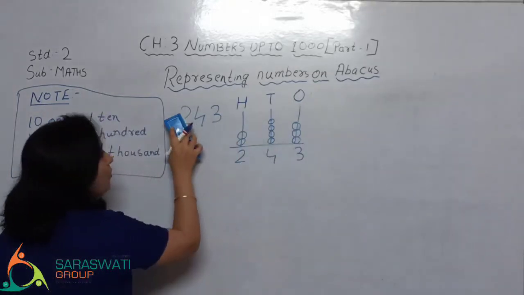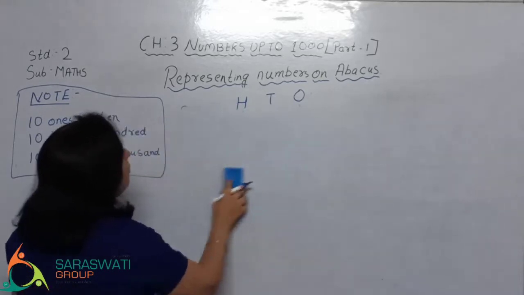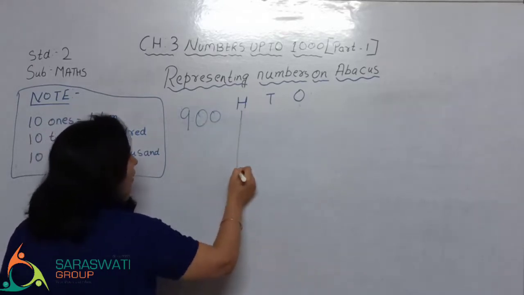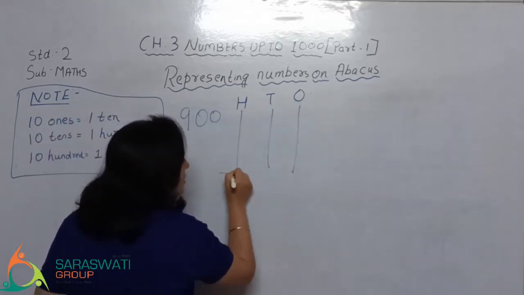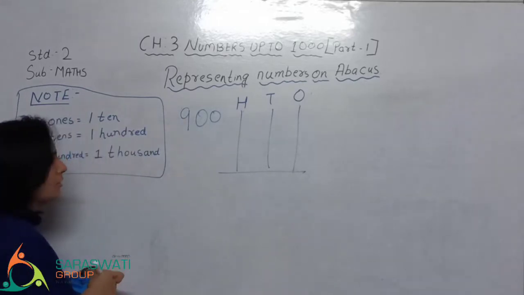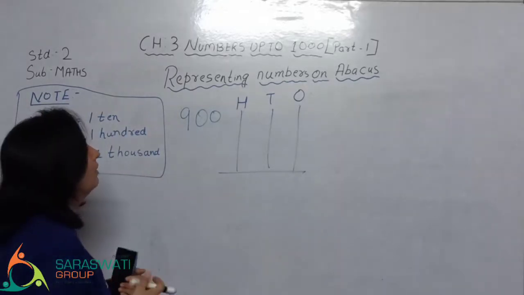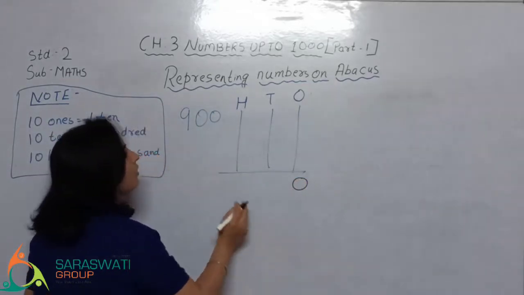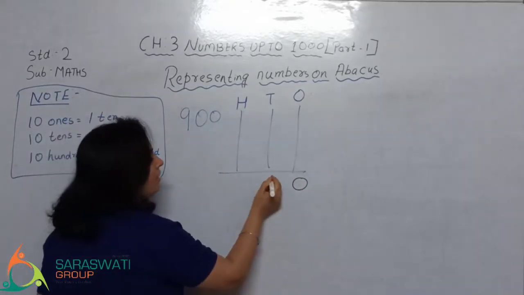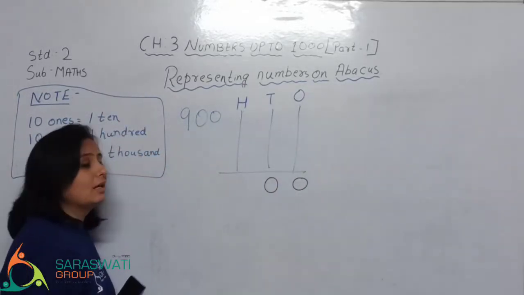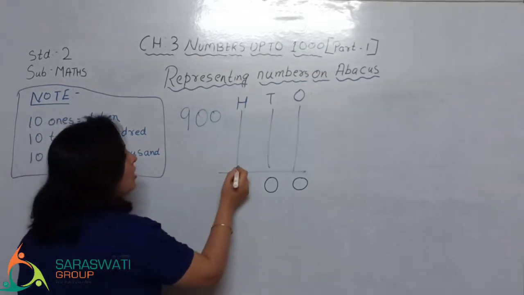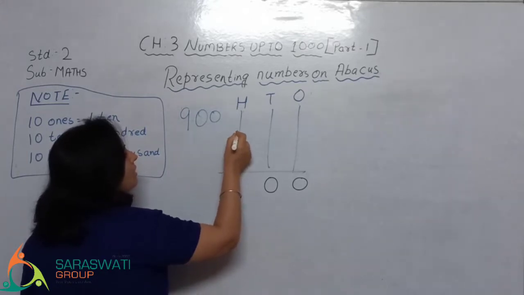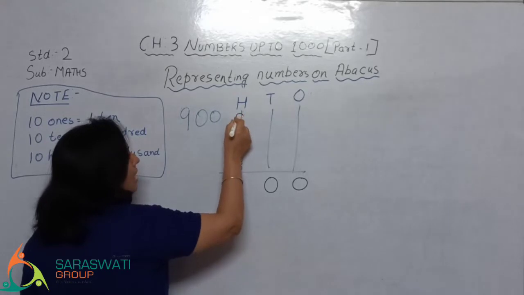Now, let me show you about 900. Suppose I am writing 900. How will I represent it on the abacus? How will I represent, children? For that, at ones place, there is nothing. So, 0. At tens place, there is nothing. So, again a 0. And at 100 place, there are 9. So, 1, 2, 3, 4, 5, 6, 7, 8 and 9.